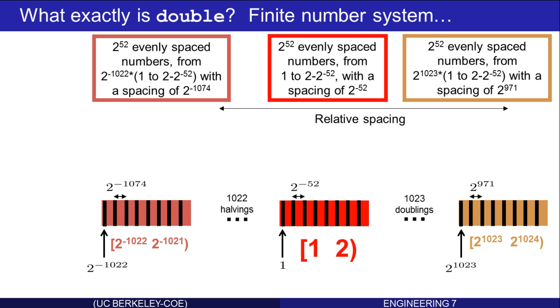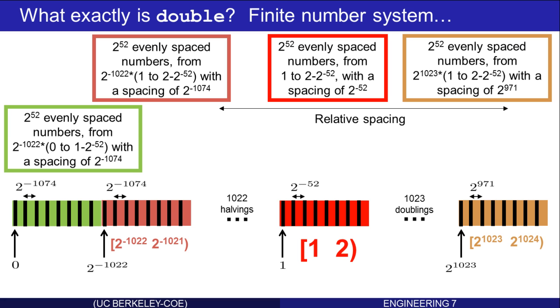While the spacing is changing from 2 to the negative 52 all the way up to 2 to the 971 and down to 2 to the negative 1,074, the relative spacing, the spacing in a given interval divided by the length of that interval, is remaining constant. There's one more set of numbers though, and this is 2 to the 52 evenly spaced numbers from 0 up to just less than 2 to the negative 1,022. These have the same spacing as the most finely spaced interval that was obtained from the halvings.